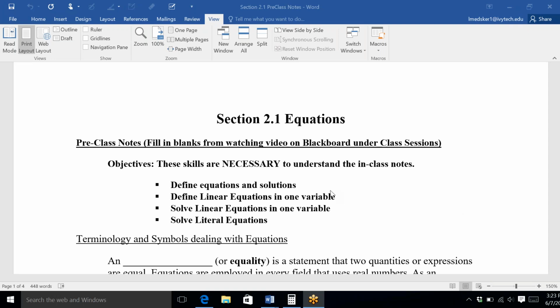Okay, this is the section 2.1 pre-class notes. We're going to be doing equations, some very basic equations. So we're defining what an equation is, solutions, defining linear equations in one variable, solving those, and we're going to solve some basic literal equations.